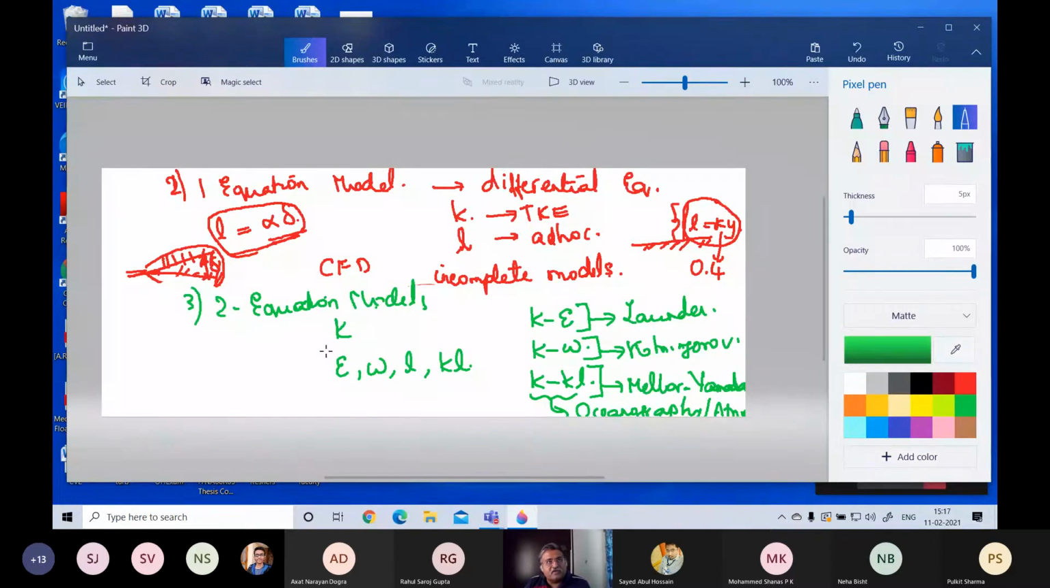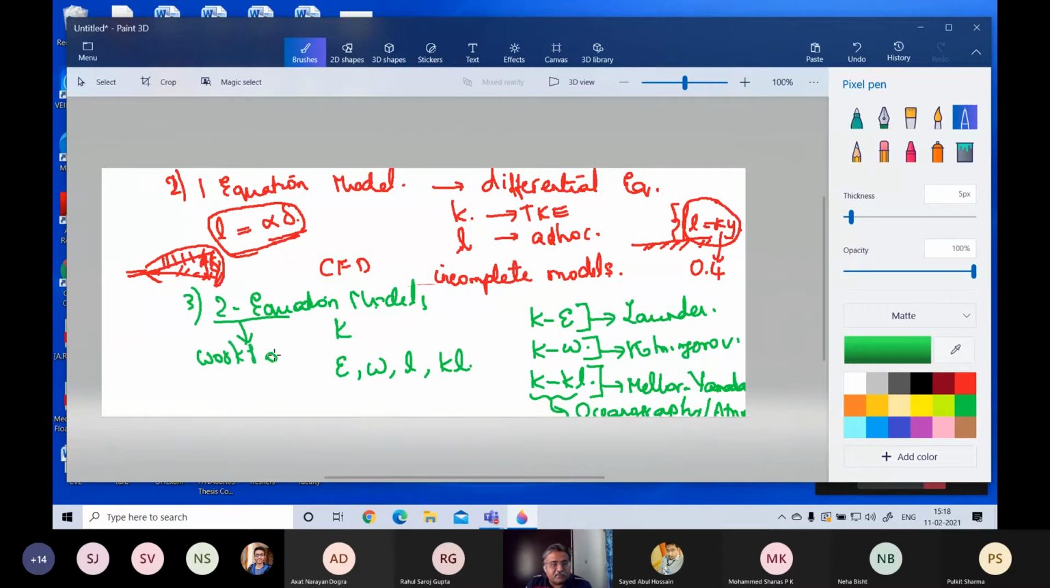Even now, what we use are basically two equation models. The computational power has come to such a stage that we can very successfully use these two equation models for any kind of flow. In fact, flow over an aircraft is probably one of the most complicated. Flow over an aircraft or over a whole ship can be modeled without any problem. These two equation models have been called the workhorses of the industry.